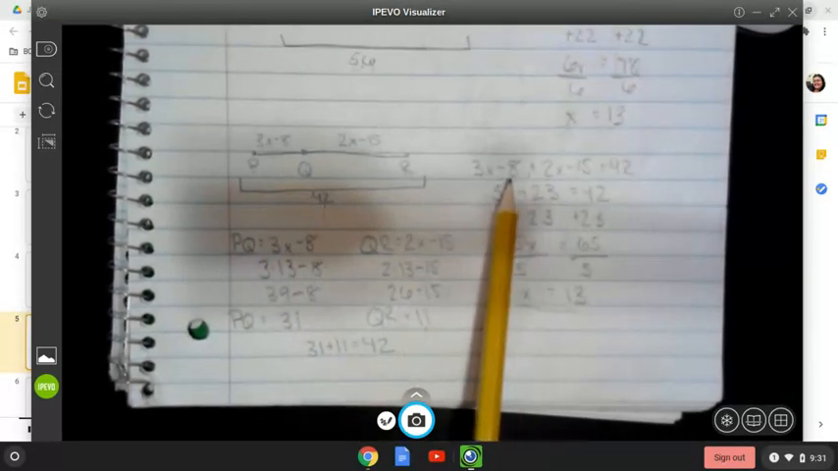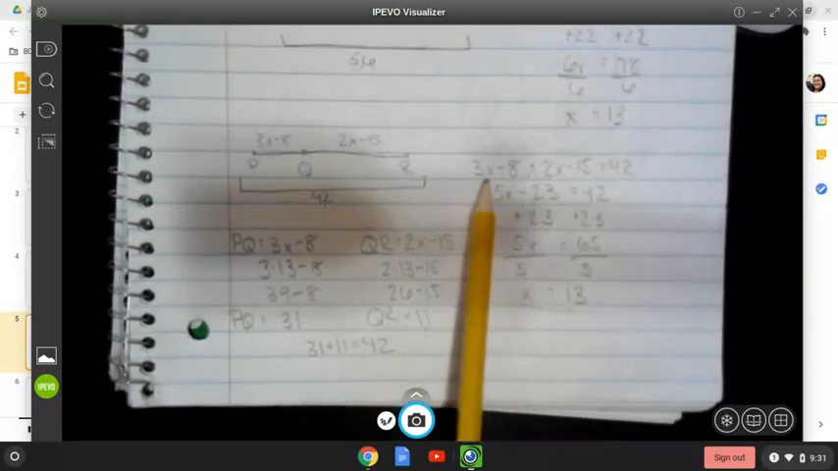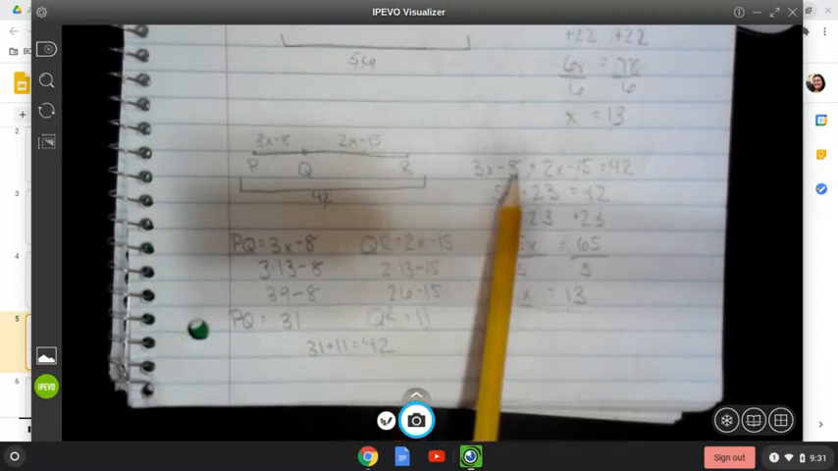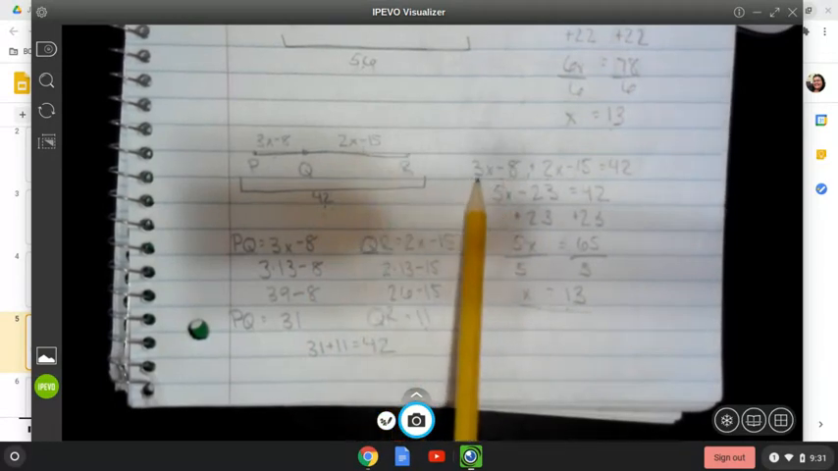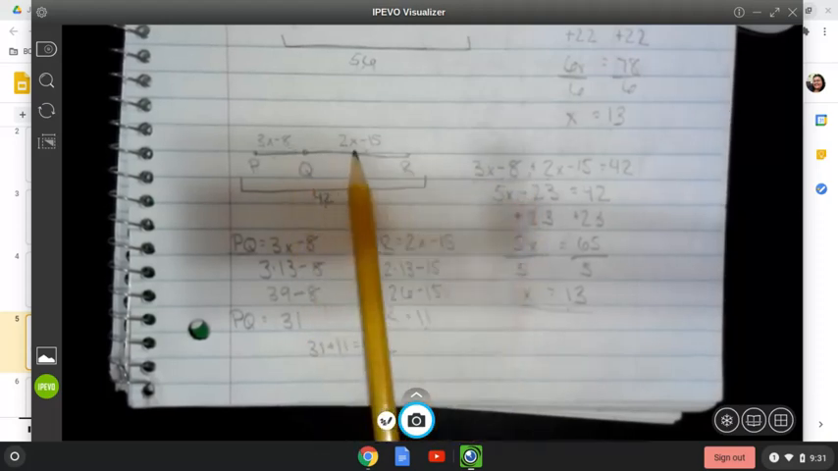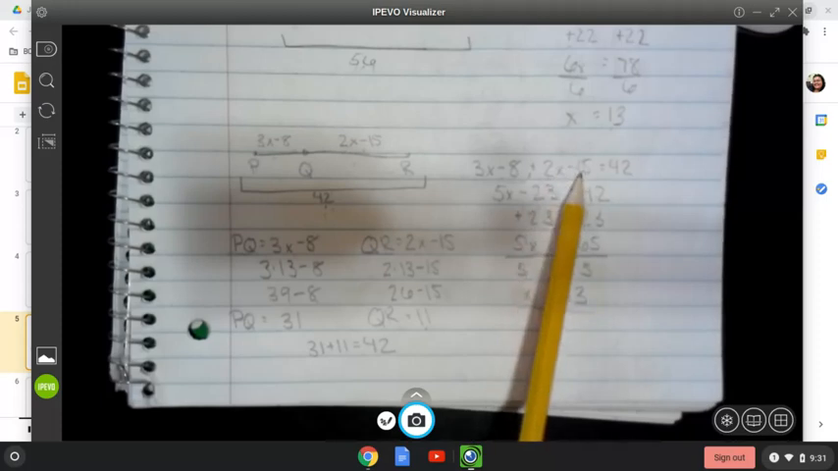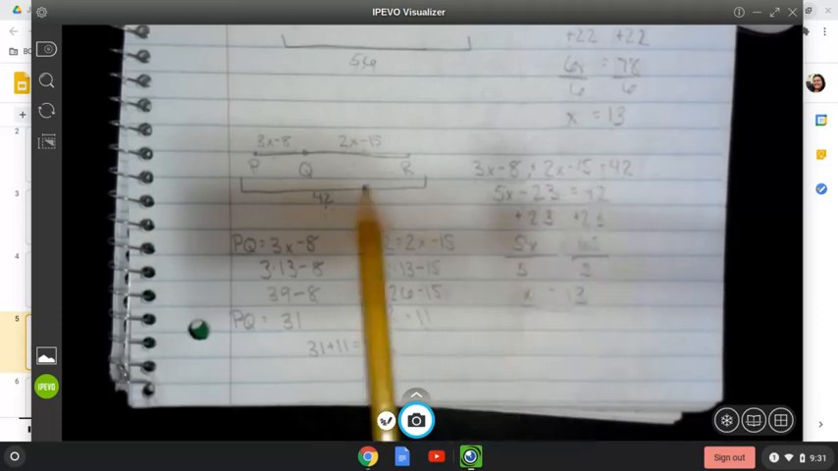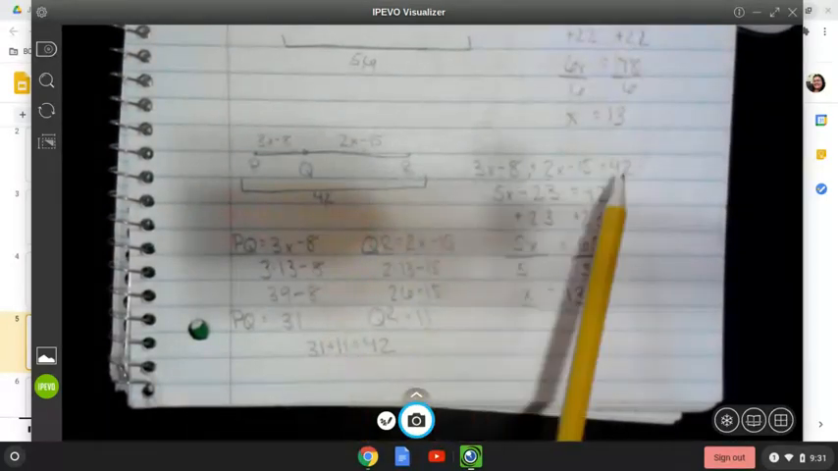So we're just going to sub in what we know into our story. Our first part is 3x minus 8, plus our second part, which is 2x minus 15, equals our whole, and it tells us our whole is 42.